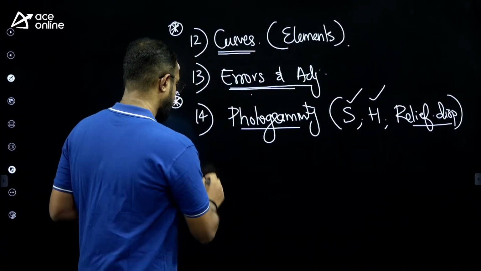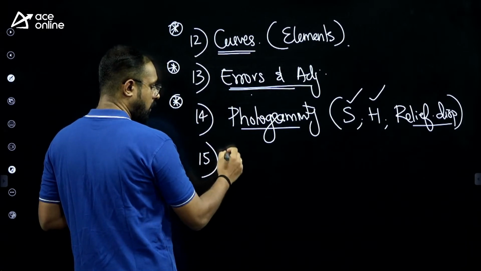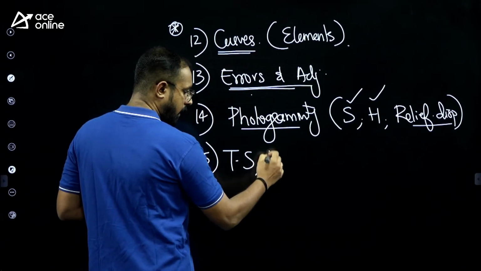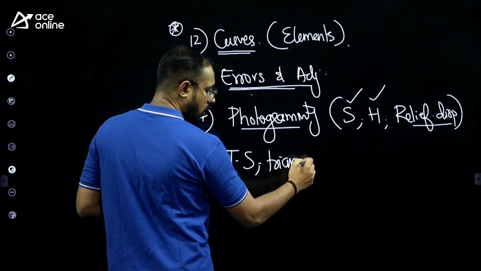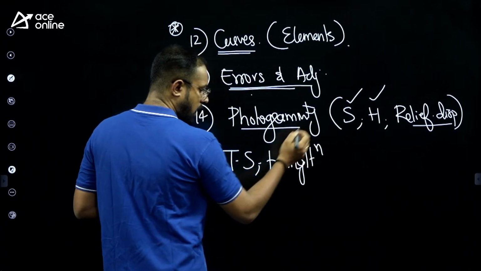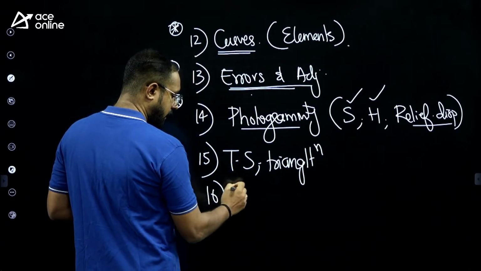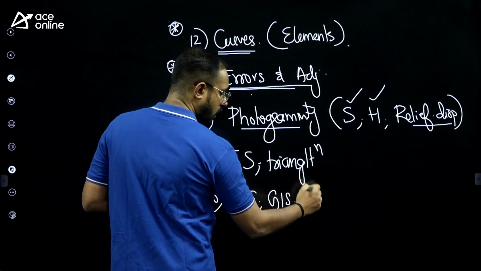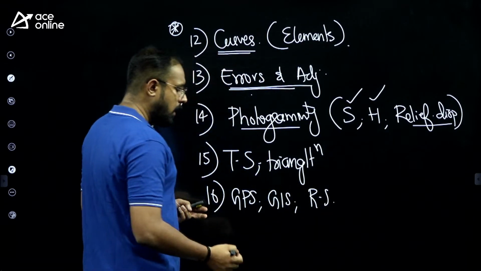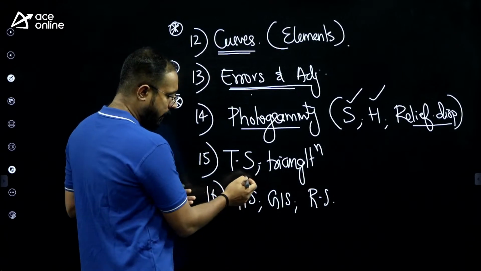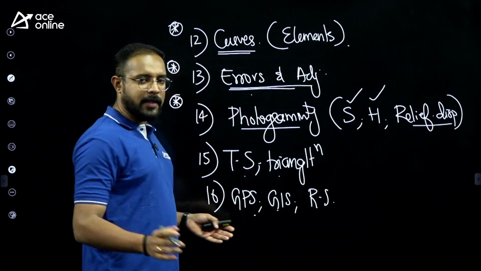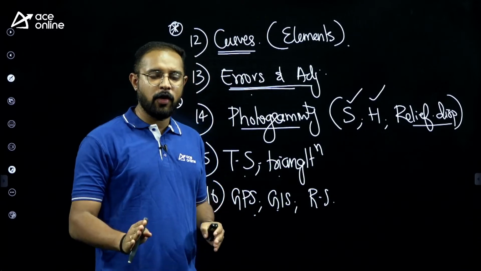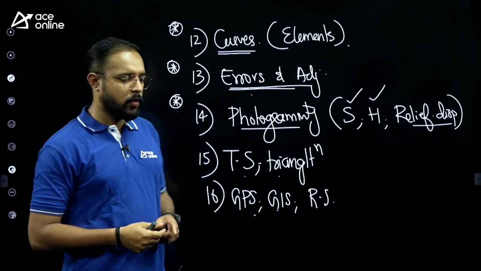Next few topics are of less importance for us. They are total station, followed by triangulation. And the remaining topics I'll write like this: GPS, GIS, and remote sensing. Please understand, these 5 topics combined will give you 1 mark in GATE. These 5 topics combined will give you a 1 mark question in GATE.